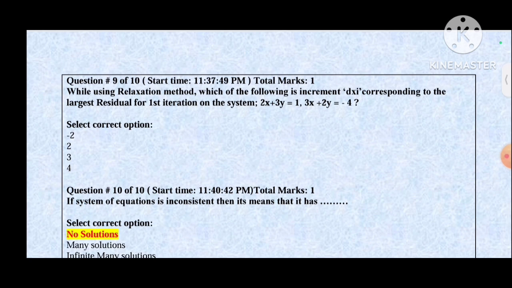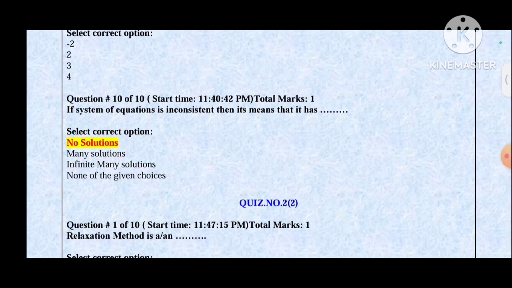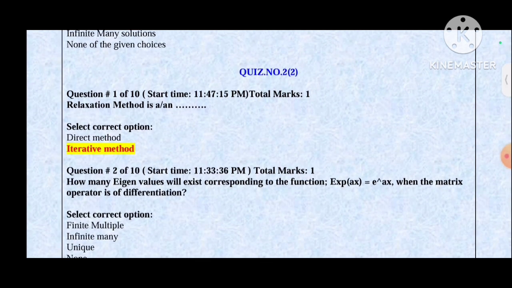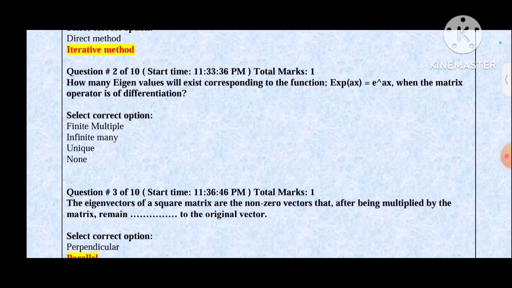उसके बाद ये भी आप लोग क्वेश्चन 1 पढ़ चुके हैं, इसका आंसर हमारे पास आई थिंक 3 आ जाएगा. और द सिस्टम ऑफ इक्वेशन इज इनकंसिस्टेंट देन इट मीन इट हैज़ नो सॉल्यूशन. रिलैक्सेशन मेथड इज एन इटरेटिव मेथड. रिपीट हो चुका है. हाउ मैनी आइगन वैल्यूज विल एग्जिस्ट कोरस्पॉन्डिंग टू द फंक्शन, ये ऑलरेडी हमारे पास आ चुका है. इसका आंसर है इन्फिनाइट मैनी.